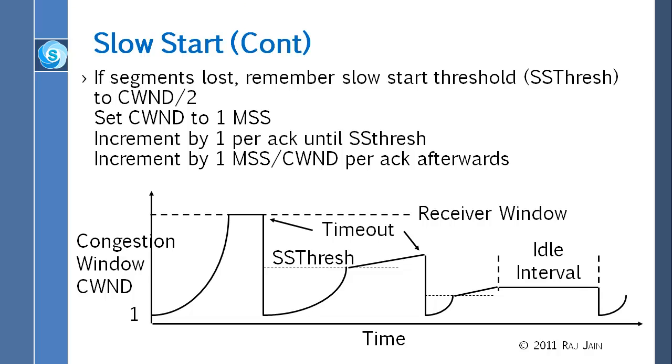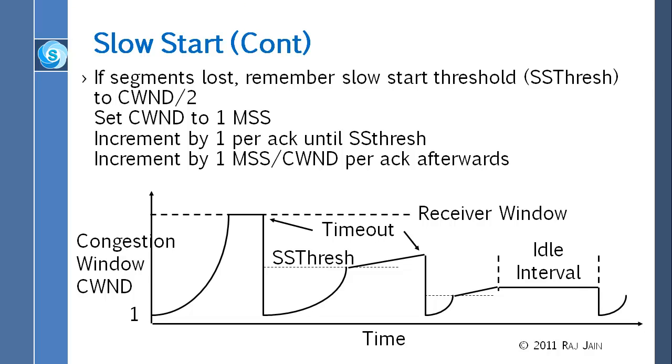Now here is the name thing you should remember. This part, which is exponential increase, which in my view is fast increase, Van Jacobson named it slow start. And this part, which is linear increase, which in my view is slow increase, he named it, what did he call it? Okay, this is called congestion avoidance phase. That name is appropriate actually, because we are trying to avoid the congestion.